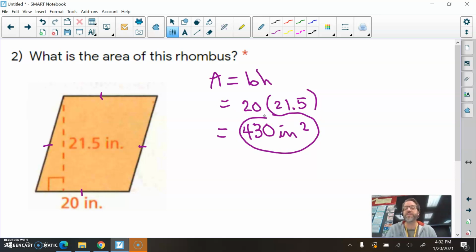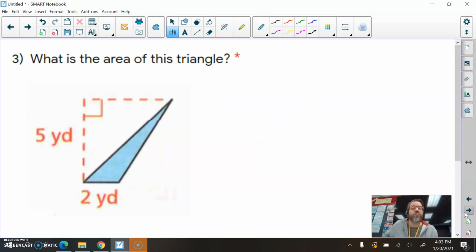Notice area is always square units. So instead of just putting inches, we have inches squared. But the best way to say that is square inches. All right, number 3, what is the area of this triangle?